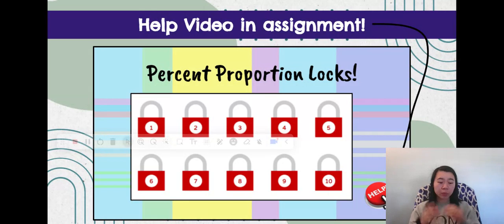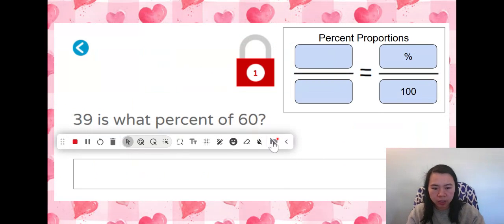In this video, I will help you set up all 10 of these locks, the proportion for each one, and then I'll walk you through what to type into Desmos so that you can solve each proportion, but I'm not actually going to be solving them. That's for you to plug into Desmos to get your answer. But I'll help you with the setup part, which for some folks is the hardest part of percentage proportions. So let's go ahead and get started.